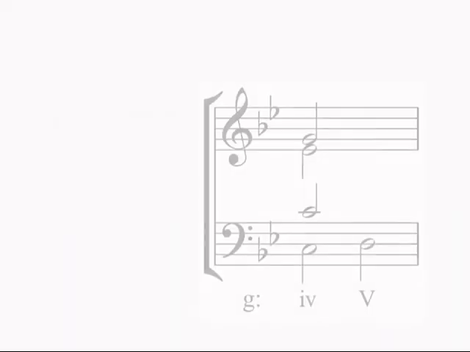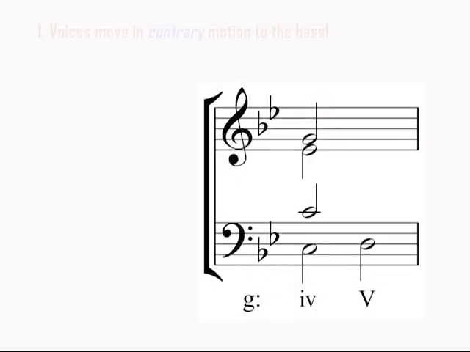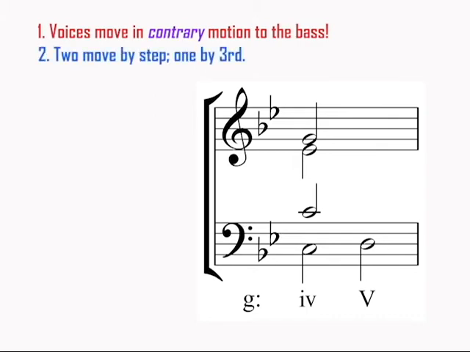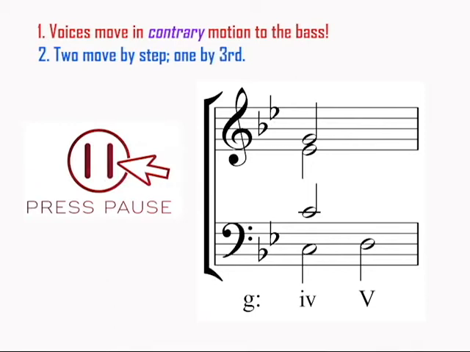Use the S formula to write this progression, a 4 going to 5 in G minor. Remember, move it contrary to the bass, 2 by step, 1 by third. Find the one that moves by third first. Push pause until you have the answer. Then push play.